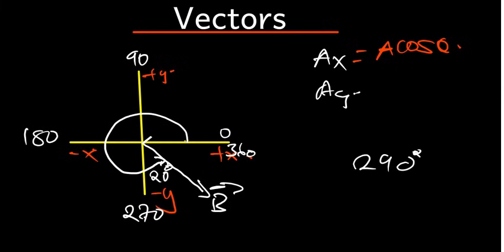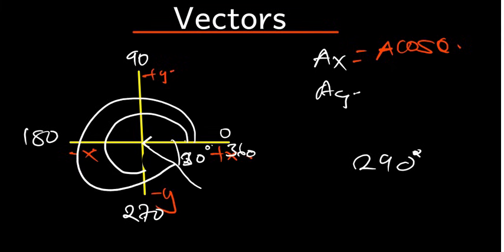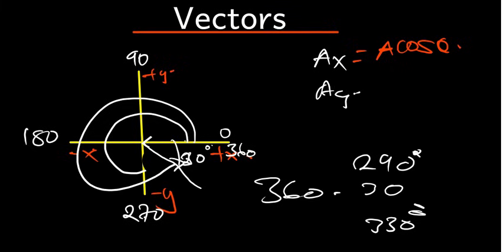Now, if you have been given the angle here, let's say the angle is here, let's say 30. So we're getting the line from here all the way until it touches there. We know that the full circle is 360, so it's going to be 360 minus 30, which is going to be 330. So that's how we get the angles, actually. Very, very important. You have to know that.